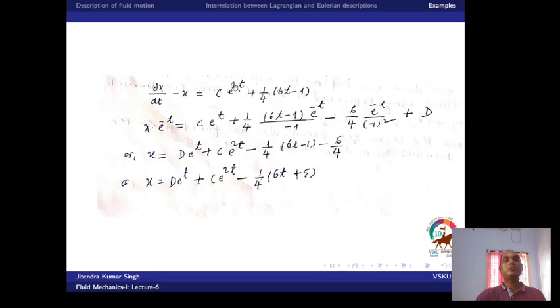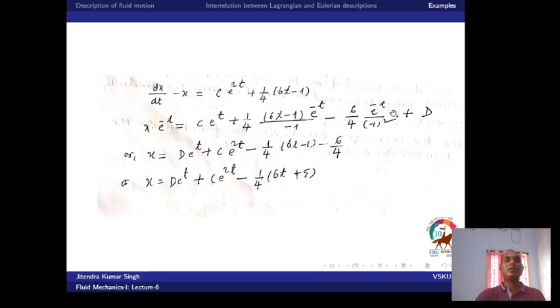So we shall get c e to the power t, and integration of c e to the power t is c e to the power t. So this one plus 1 by 4. Now here you have multiplied this one by e to the power minus t. So again you do integration by parts, then you will get (6t minus 1) divided by minus 1 e to the power minus t minus 6 by 4 e to the power minus t minus 1 whole square plus d, which is a constant of integration we added.